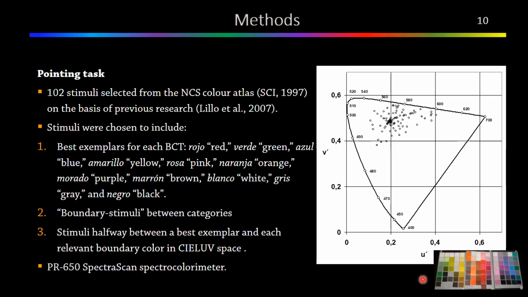We measured all these colors with a PR650 spectrocolorimeter, and you have here in this chromaticity diagram plotted our stimuli that cover a nice part of the color space.